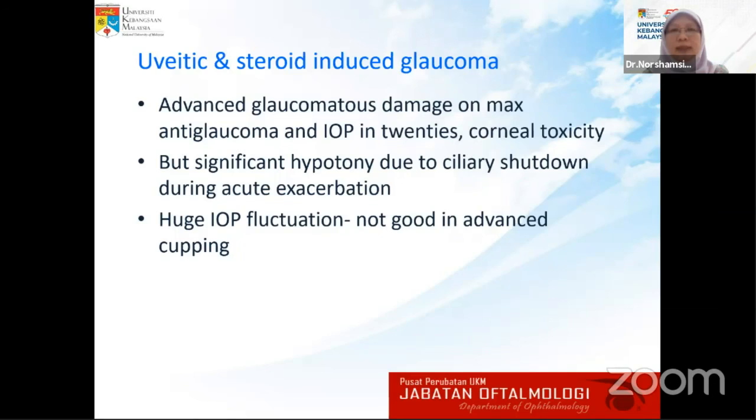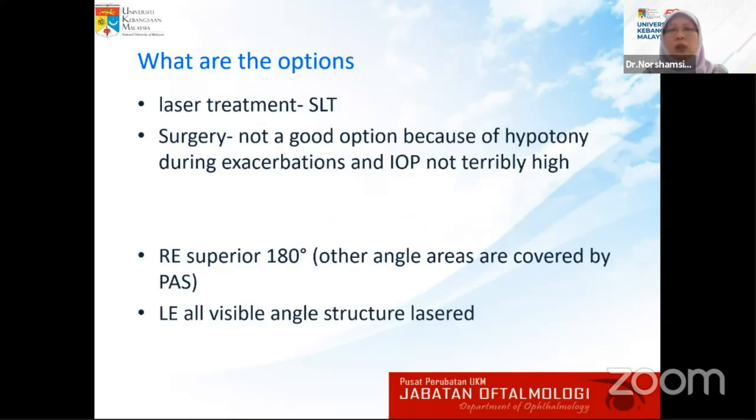And the glaucomatous damage was advanced on maximum medication and IOP in the 20s with corneal toxicity. But she does develop significant hypotony every time she develops acute exacerbation. And this huge IOP fluctuation is actually not good in advanced cupping. So what are the options? Well, what we did was we did SLT. Surgery was not a good option because every time she develops exacerbation, her IOP was terribly low.